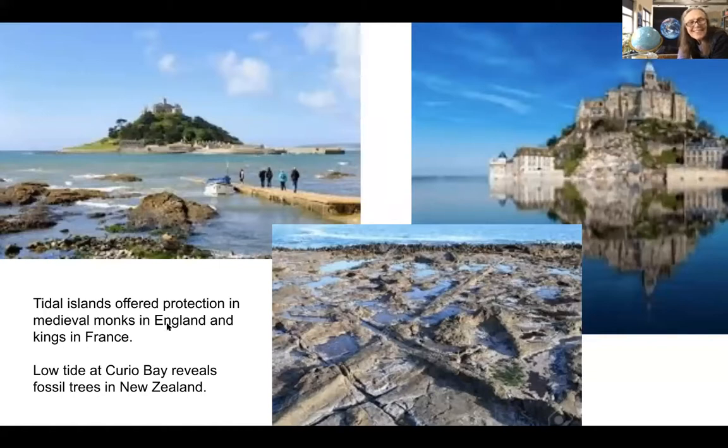So these things called tidal islands, okay, can offer protection. This one is in England, okay, and it's an island that at high tide has water all around it, and at low tide people can walk on out. They have a little road here, but it's covered right now because it's high tide. And in France, there's another island that, again, is surrounded by water at high tide, but accessible at low tide. And then you can also find all kinds of interesting things like these fossils in New Zealand at low tide.